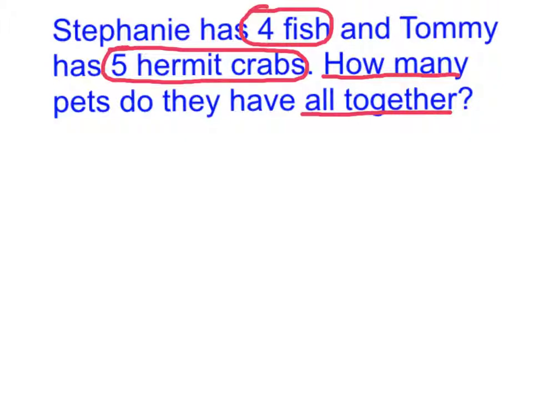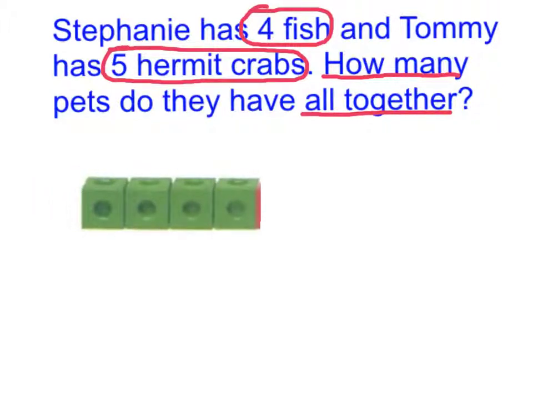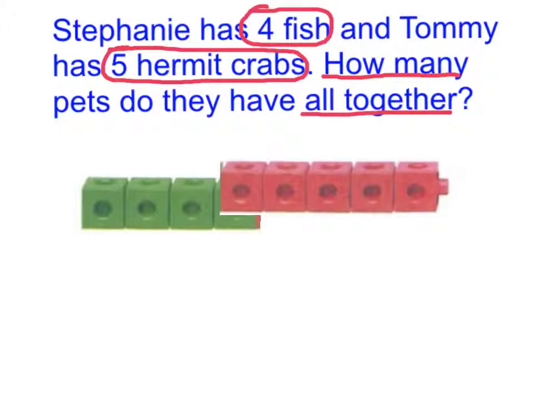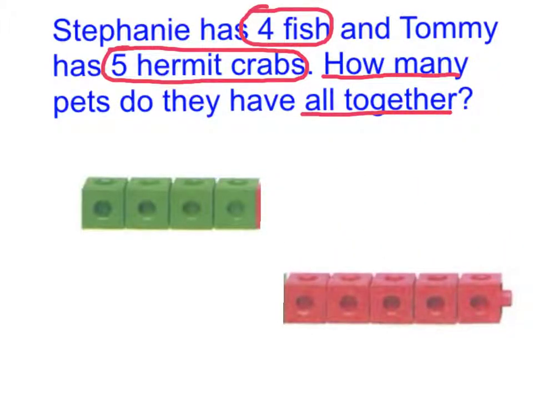We will use 4 snap cubes to concretely represent the 4 fish that Stephanie has. Next, we will use 5 snap cubes to represent the 5 hermit crabs that Tommy has. The third step in the Scooby Doo problem-solving method is to choose a solution. With the clue words of how many and altogether, we know that we have to add.